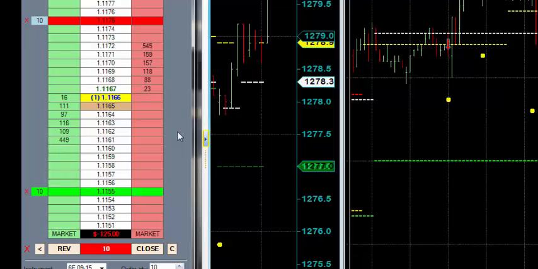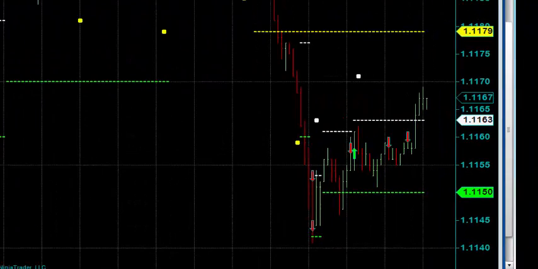The way the software works, you have to understand how the orders are put in. This is human interest or trader interest at certain price levels. That's how these arrows are generated.